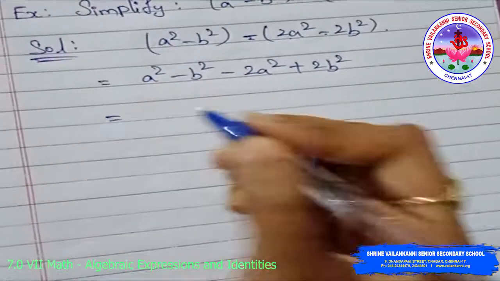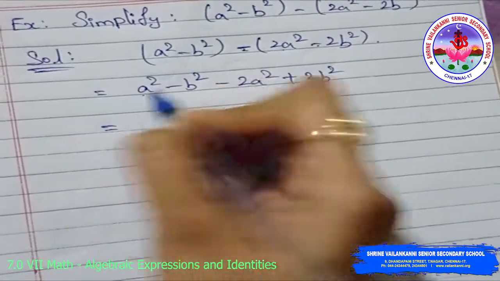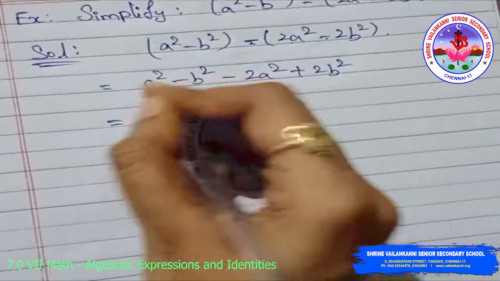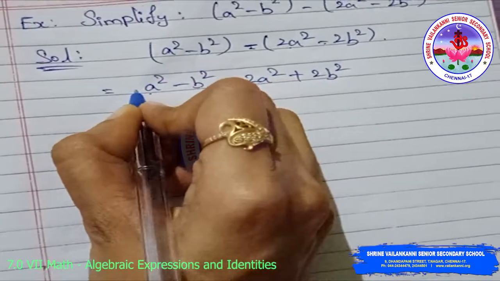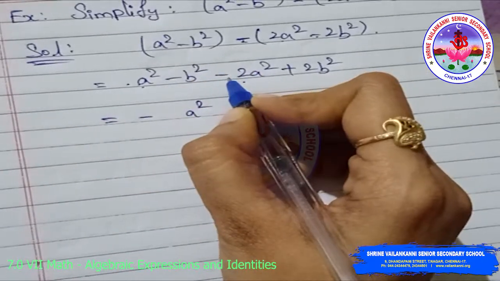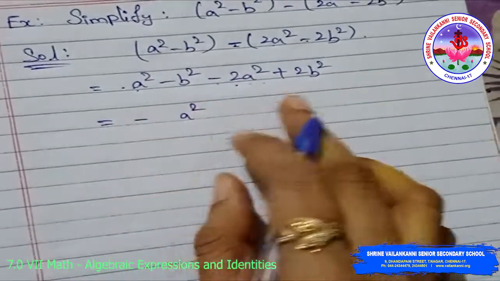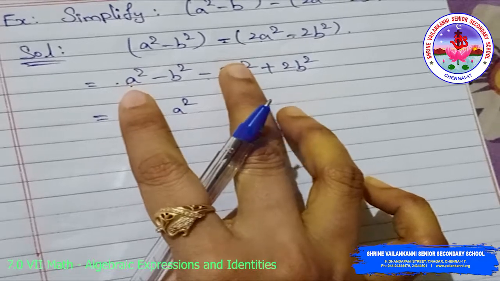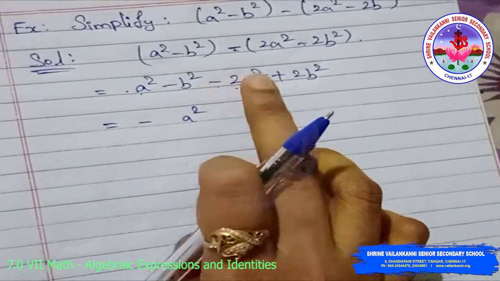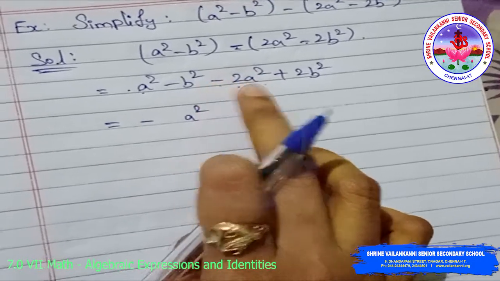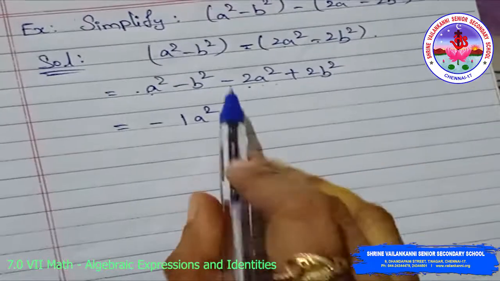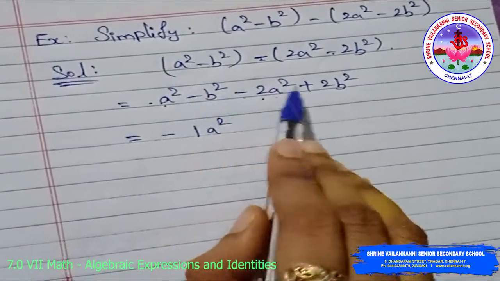Now adding the like terms. So here a squared, here negative 2a squared. So negative, here 1a squared, negative 2a squared. Now you can add. The signs are different, so you can subtract the value. 1 minus 2, that is 1. Here the largest number is 2. So the sign of the largest number is negative. So negative 1a squared.